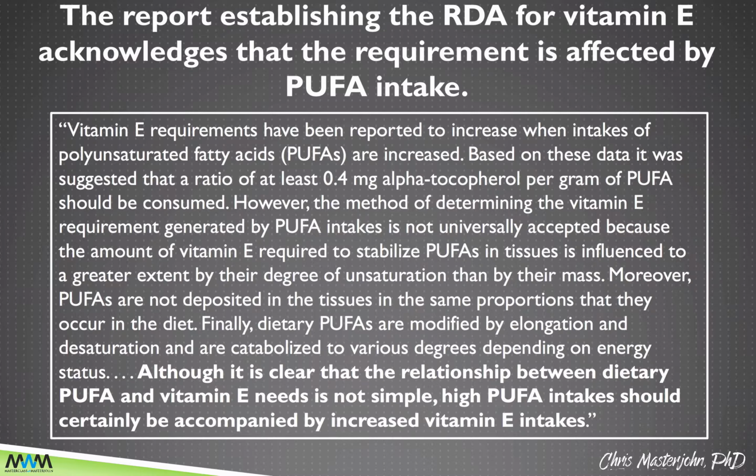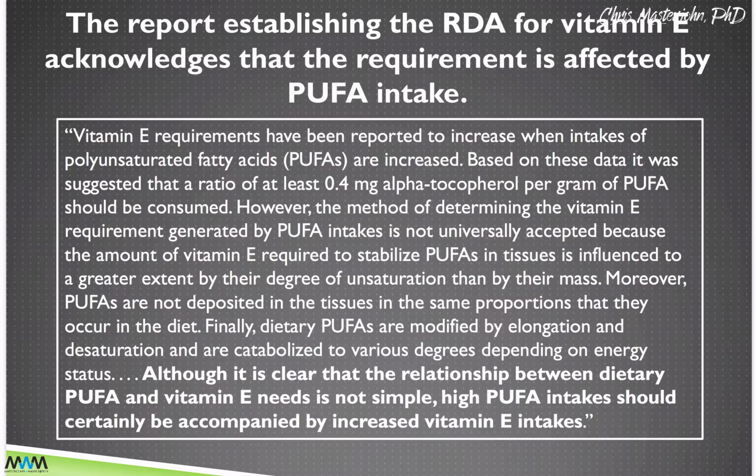However, the method of determining the vitamin E requirement generated by PUFA intakes is not universally accepted because the amount of vitamin E required to stabilize PUFAs in tissues is influenced to a greater extent by their degree of unsaturation than by their mass. What that means is that you can consume linoleic acid from vegetable oil that has 2 double bonds, but you can also consume EPA from fish oil that has 5 double bonds, or DHA from fish oil that has 6 double bonds.